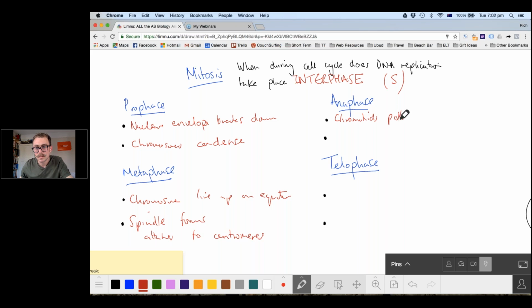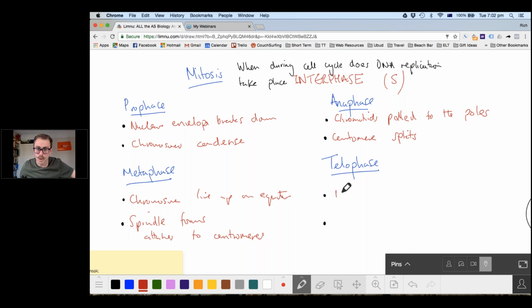Pulled to the poles. And you can say the centromere splits. Probably should have put that one first, shouldn't I? But never mind. Can you say nuclear membrane? Yes, you can say nuclear membrane. What's the difference between centrioles and centromeres? I'll draw a quick diagram. It's on the next slide.